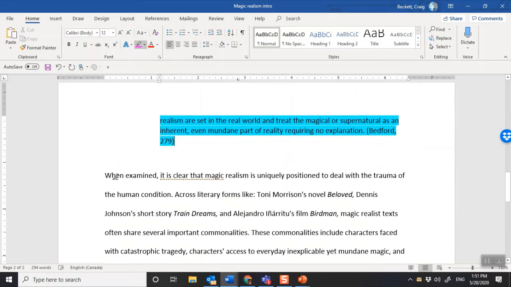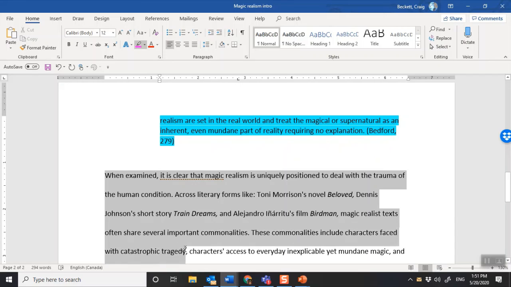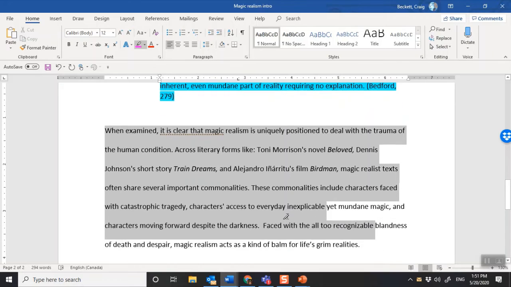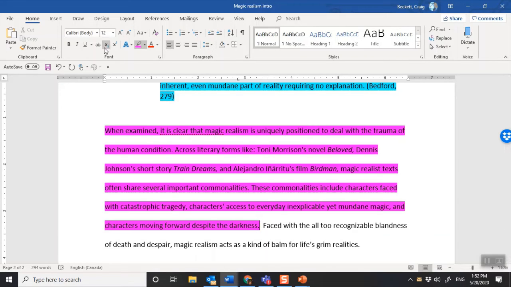So let's look down here some more. Purple. These commonalities include characters faced with catastrophic tragedy, characters' access to everyday, inexplicable yet mundane magic, and characters moving forward despite the darkness. I think that's it. That's the indicate. There's your three points. I'll underline them here. Fate, there's point 1, tragedy. There's point 2, mundane magic. There's point 3, moving forward. And here's the thesis, isn't it?